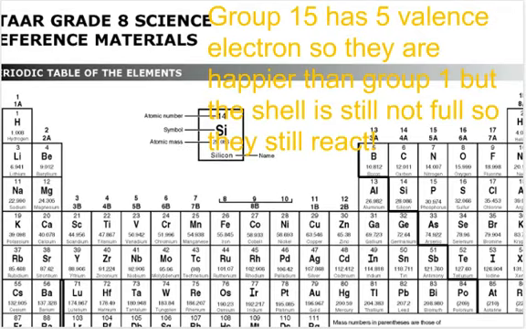Group 15. Now remember, we're not going to look at that 1, we're just going to look at that 5. So that group 15 has 5 valence electrons. That is closer than group 1. They are closer to being full, but they're still not happy, so they still will react. They won't react as easily as group 1, but they still react.